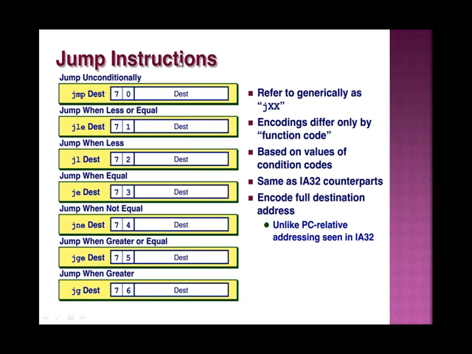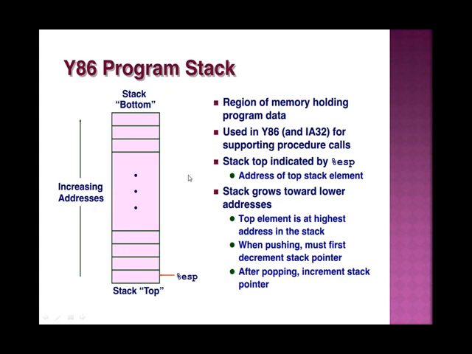One is used for unconditional jumping, one for less or equal, one for less, one for equal, not equal, greater or equal, or greater. Then the next part is your Y86 program stack, that is, what the stack of Y86 looks like.